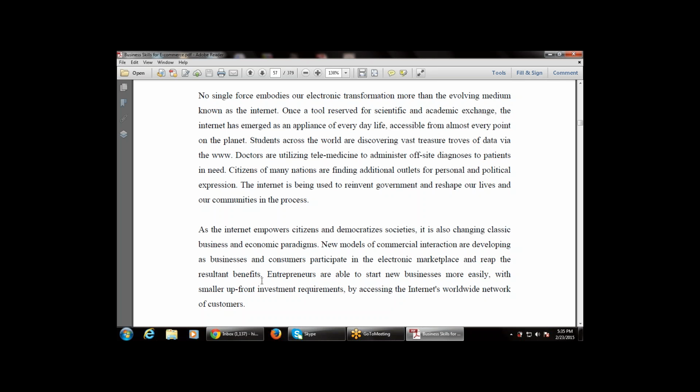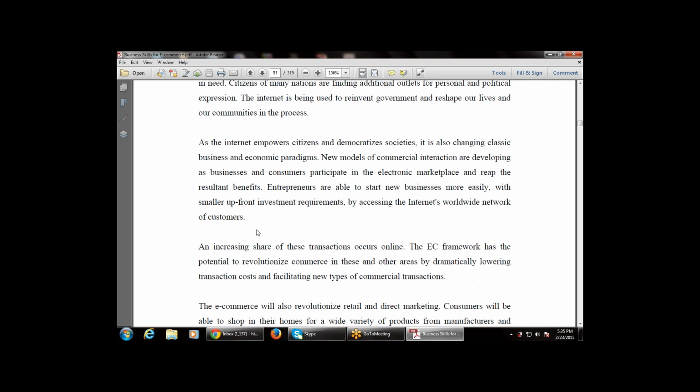That is, the consumer also encompasses citizens and societies. It is also changing business and economic paradigms. An increasing share of these transactions occurs online. That is, everything is being done online, so an increasing share of transactions must be online. We need to keep the transactions online.